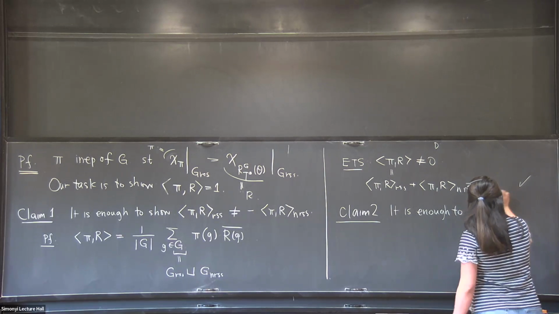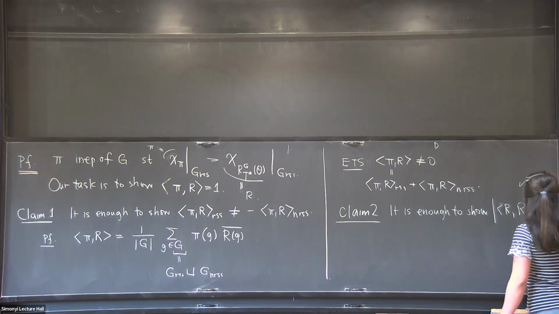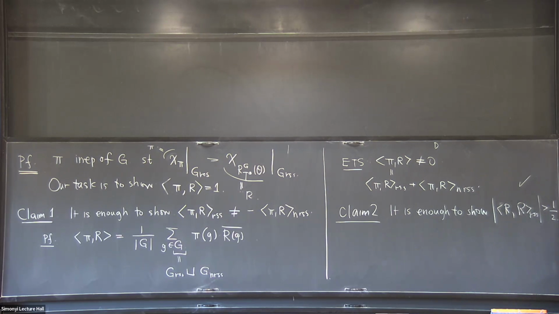Okay, so it is enough to show that this guy on the regular semi-simple part is bigger than half the absolute value of this number. So in the first claim, in some sense, nothing happened. We just observed that some number is 0 or 1. We want to prove it's equal to 1, so we just said that's the same as proving it's not 0, right? But in claim 2, something happened.